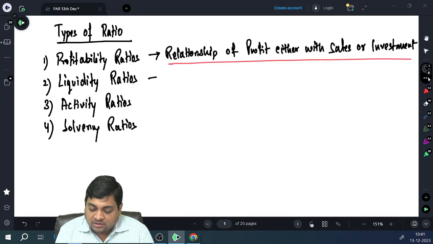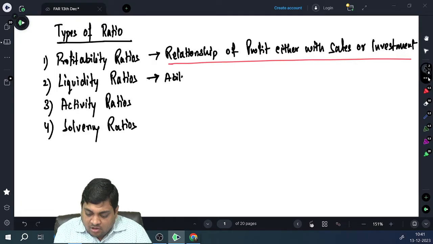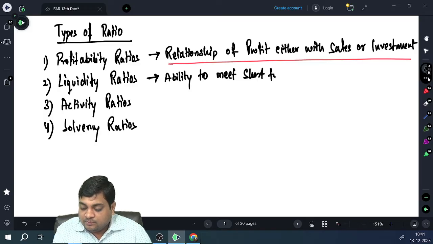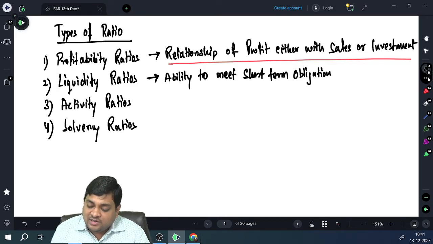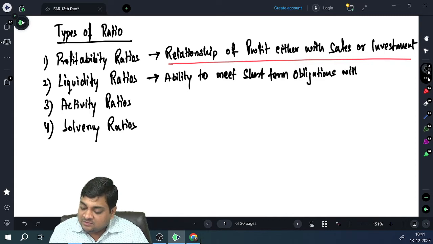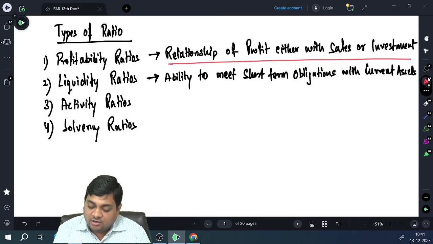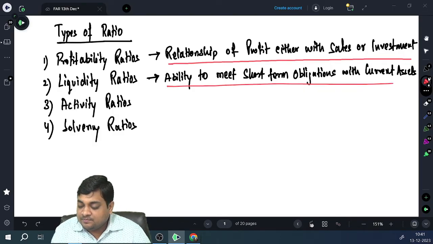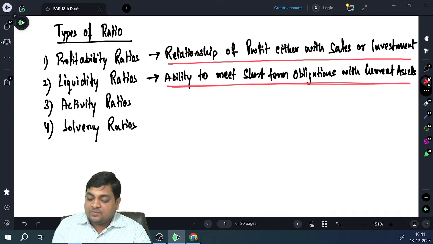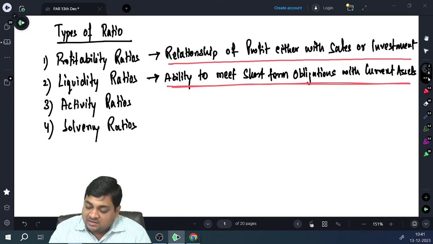Then if I talk about liquidity ratios, basically we'll be talking about the ability to meet short-term obligations like payment to creditors, payment for wages, payment for overheads, rents and all. So generally you need to meet your short-term obligations with current assets, either with your stock or debtors, right? You're not going to use any long-term assets for this. So it is the ability to meet your short-term obligations with the current assets.